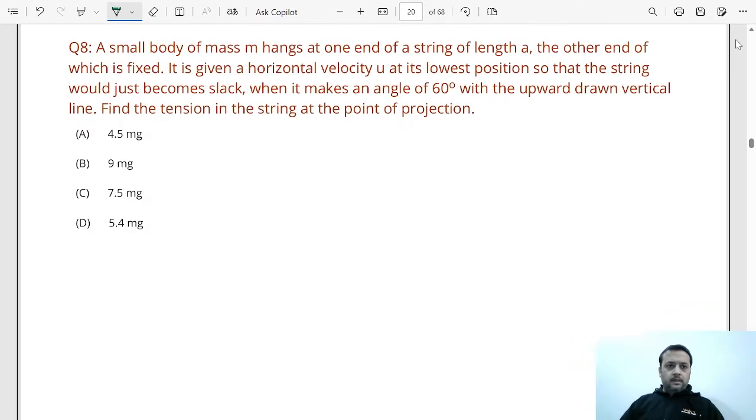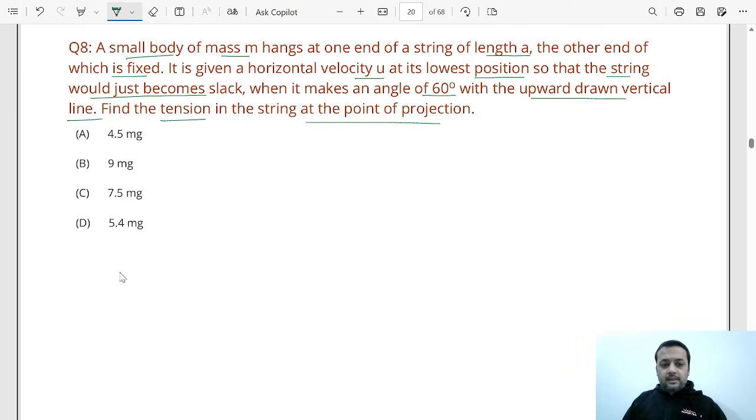All right. In this question, there is a small body of mass m which hangs at one end of a string of length a, the other end of which is fixed. It is given a horizontal velocity u at the lowest position, so that the string would just become slack when it makes an angle of 60 degrees with the upward drawn vertical. Find the tension at the lowest point, basically the point of projection.